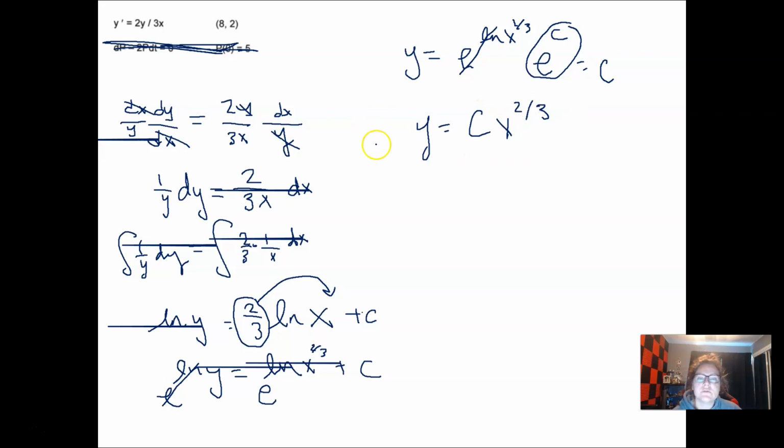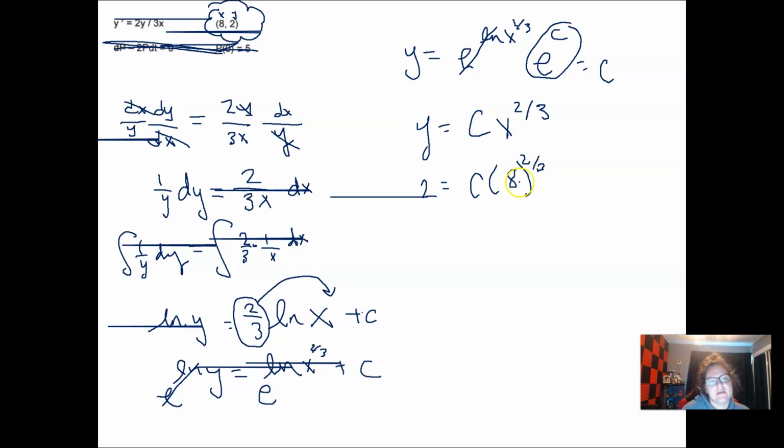So this is a general solution, and then we want a particular solution. So we have to go back and use the information that was given to us in the beginning, where x was 8 and y was 2. So y was 2 equals C times 8 to the 2/3. Okay, and so cube root of 8 is 2. 2 squared is 4. So 2 equals 4 times C. Divide both sides by 4. And so C equals 1/2.